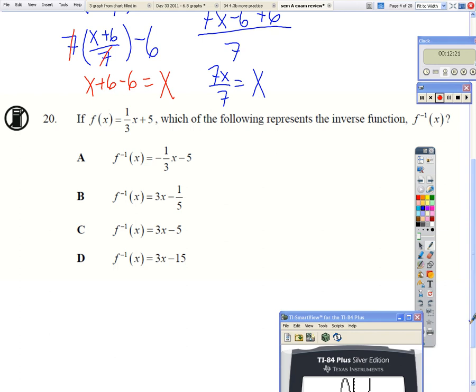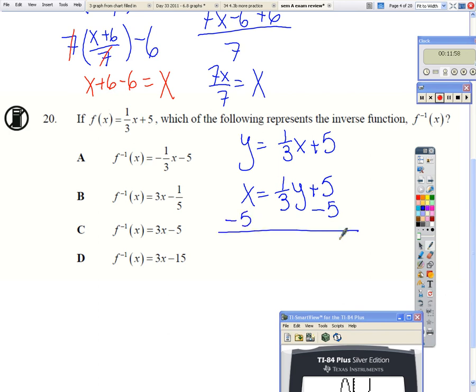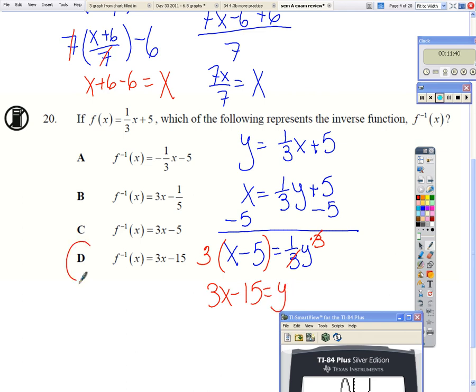Which of the following is an inverse of that function? So I can actually find the inverse of this by switching x and y, and solving for y. So I'm going to subtract the 5 to the other side. And now to move the 1/3, I'm going to multiply this side by 3 so that these cancel, and everything here by 3. So we get 3x minus 15 equals y. And that answer is D.